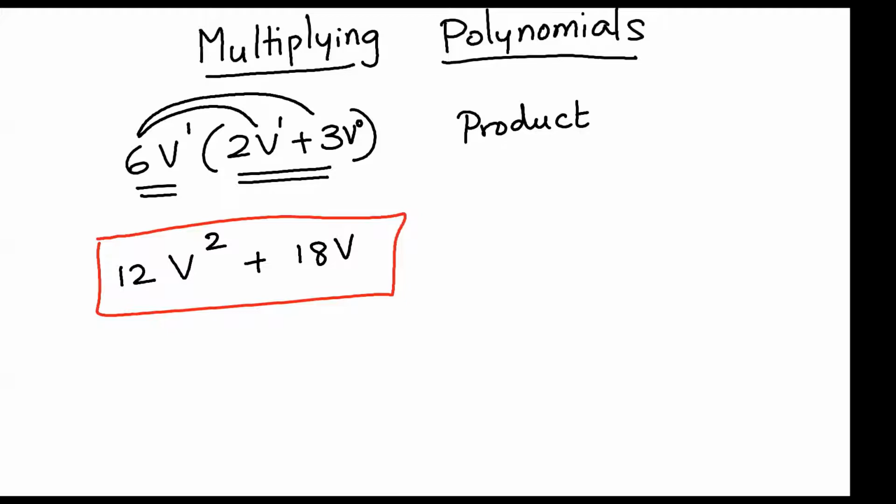Is that clear to you all? If it's clear, then I want you to try this problem. 2x times negative 2x minus 3. Go ahead and find the product.